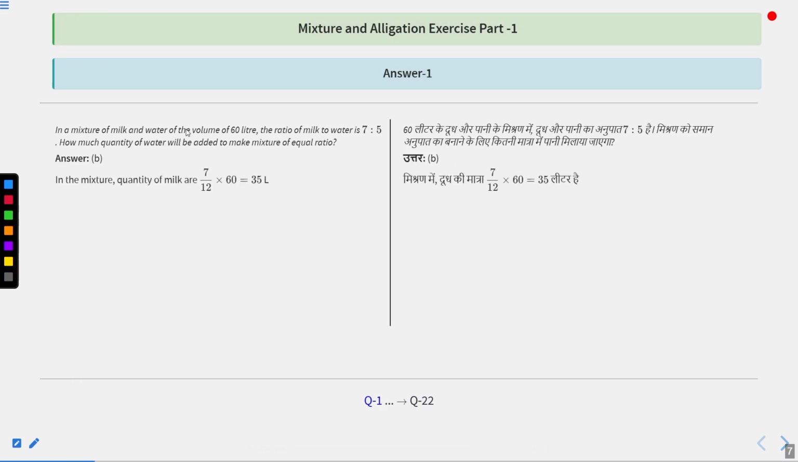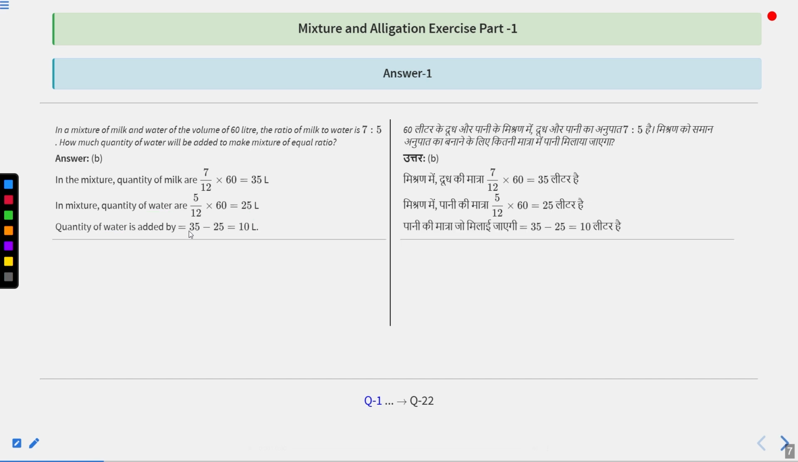The question says that the total volume of the mixture is 60 liters and the ratio is 7:5. So we can say that 12 units is the total mixture. In the mixture, the quantity of milk will be 7 by 12 into 60, which becomes 35 liters. In the same way, the quantity of water is 5 by 12 into 60, which is 25 liters. The question asks how much water must be added to the mixture to make the quantities equal. We know there are 35 liters of milk, so if we make the water 35 liters, the ratio becomes 1:1. So we subtract 35 minus 25. If we add 10 liters of water, then the ratio becomes 1:1.